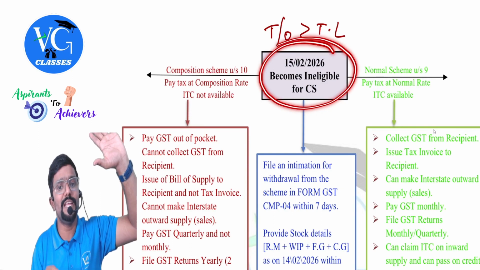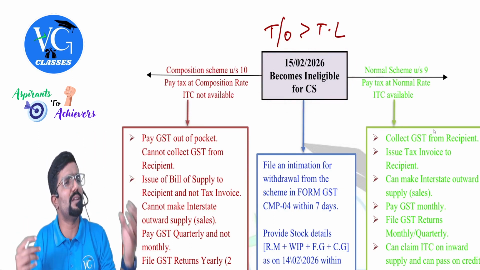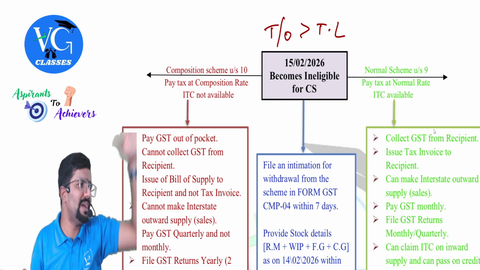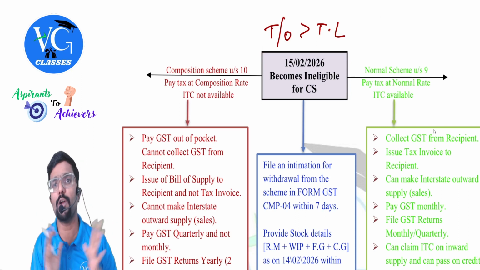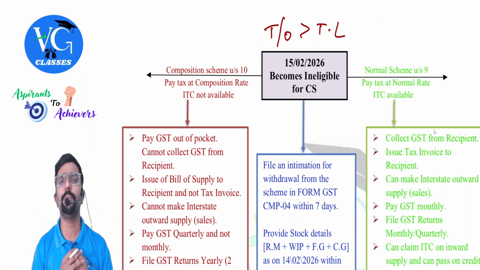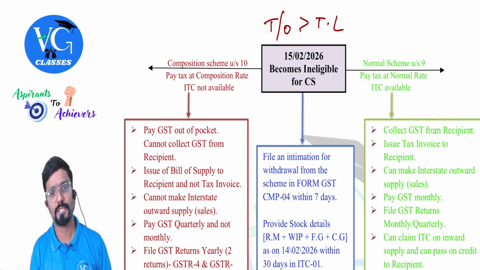Here I have written that on 15th February, I became ineligible. For what reason did I become ineligible? Whatever conditions they have given, I have violated one of them. Maybe my turnover is more than the threshold limit, or I started supplying outside the state, or I started manufacturing something, anything like that. I have violated one of the conditions. Yes, make a note.